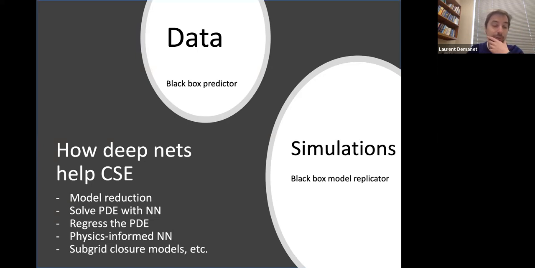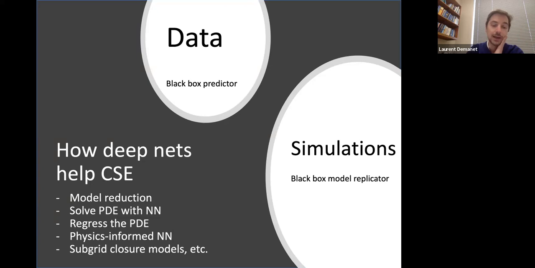where you both have data and you have a model. And so in particular here, I would say some of the things that have impressed me the most over the past several years are how to regress the PDE, for instance, the work of Nathan Kutz, University of Washington, where you have solutions of PDEs, try to find a PDE that explains that, for instance.